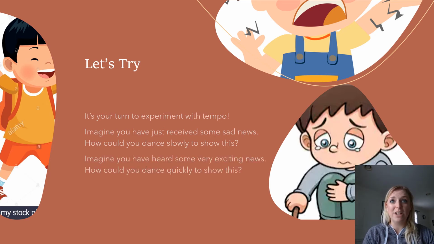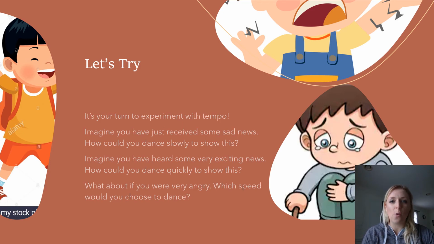Imagine you've just got some really exciting news or you're really looking forward to something that's about to happen. How could you dance quickly to show the audience you're excited? Give it a try. Lovely. And last but not least, what about if you were really angry? I'm not going to choose the tempo for you. You dance like you are angry and you will see what tempo naturally comes out. Have a try.